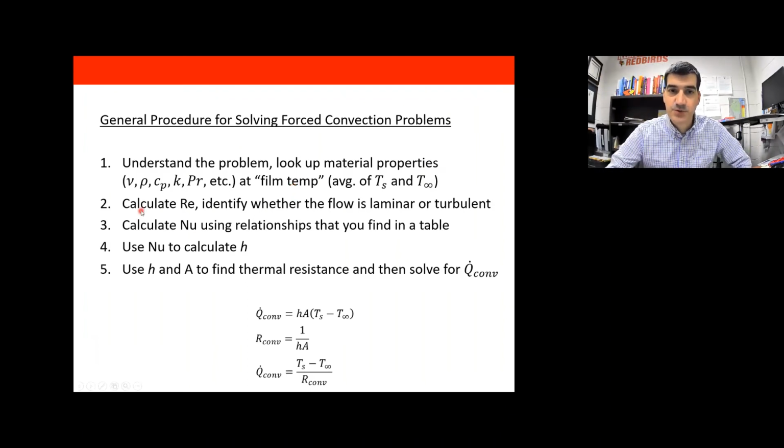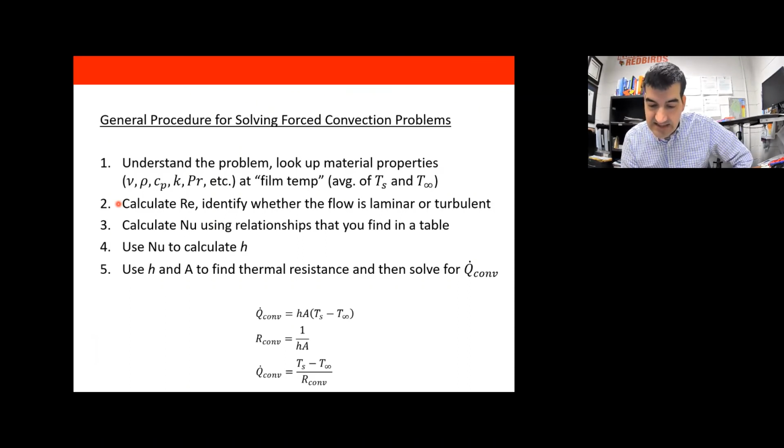In step 2, we need to calculate the Reynolds number. Remember, the Reynolds number is equal to velocity times the characteristic length divided by the kinematic viscosity. So do we know the velocity? Yes, it's given to us. Do we know the characteristic length? Yes, we know the characteristic length.